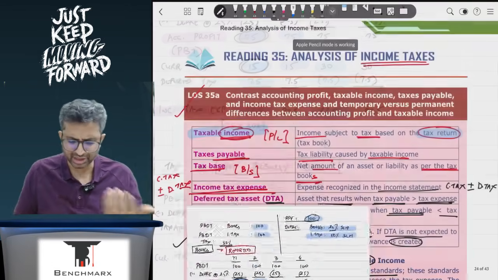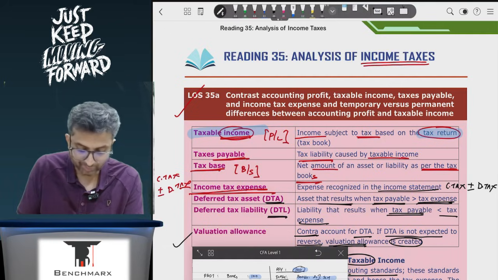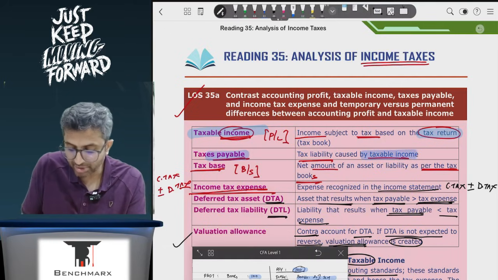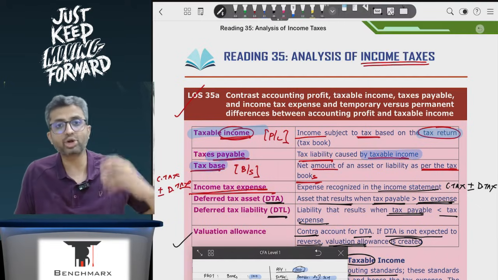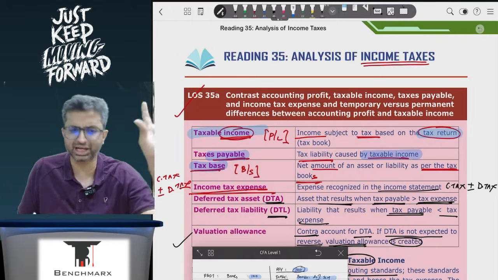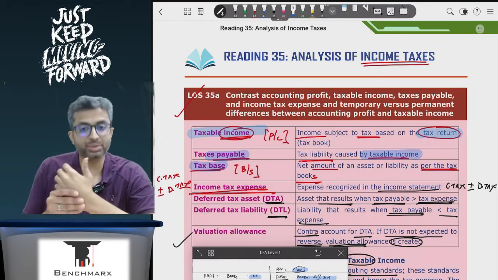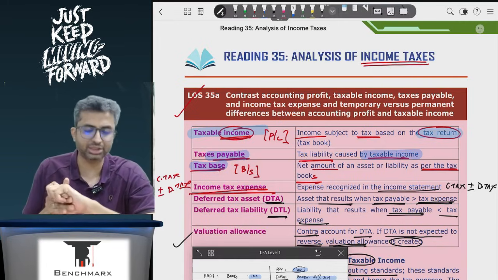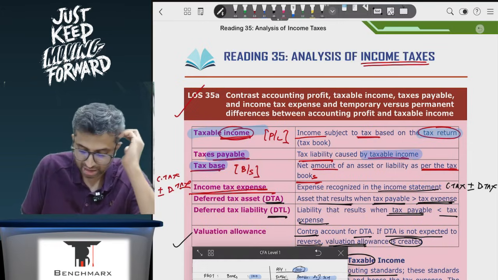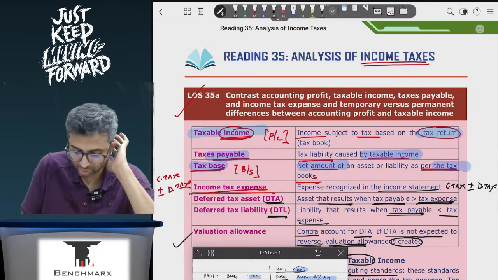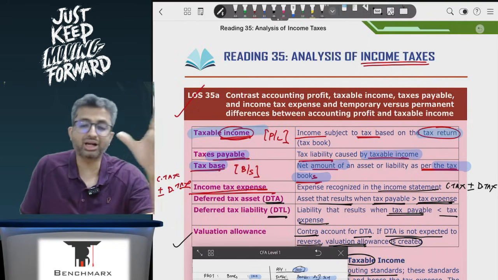So when I'm looking at, let us say, certain key terms, taxable income is an income as per tax return. Taxes payable again will be based on the taxable income which is as per the tax return. Tax base is the amount appearing of the asset or the liability, as the case may be, in the tax balance sheet. So if I were to look at an asset of 100 and let's say there's a 50 rupees depreciation, then the tax base in the tax balance sheet will be 50. 100 minus 50, that is the asset will appear as 50 in the tax balance sheet. Net amount appearing as per the tax books. Income tax expense will be the total of current and deferred tax expense.